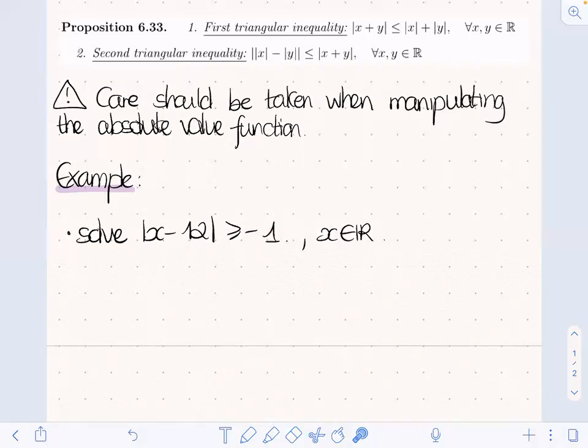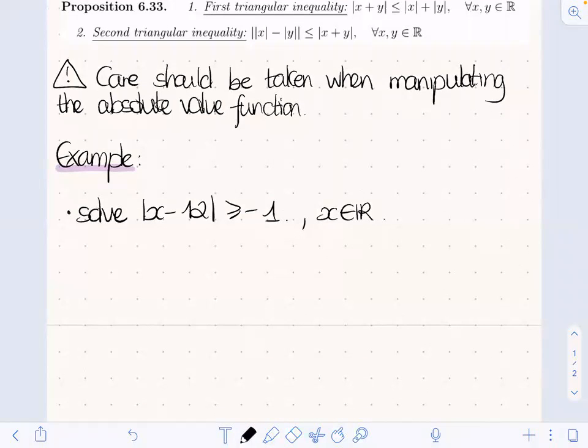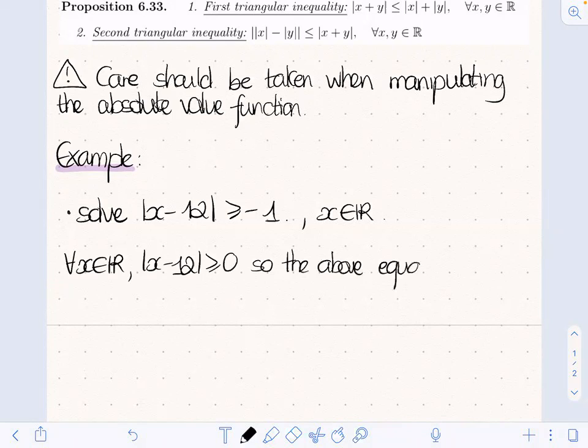It's always true, actually. Yeah, exactly. This is an example of an equation where you can very quickly try and solve it using various methods, but it's actually always true. For any x in R, x minus 12, sorry, is greater than 0. So the above equation holds on R.